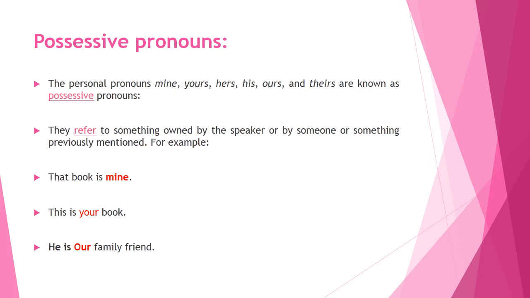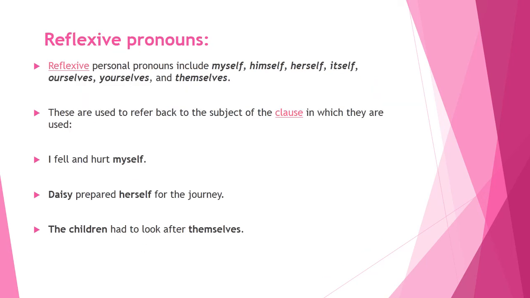Next type of pronoun is called possessive pronouns. The personal pronouns mine, yours, hers, his, and theirs are known as possessive pronouns because these words show possession. They refer to something owned by the speaker or by someone or something previously mentioned. For example, that book is mine. This is your book. He is our family friend. So these words mine, your are categorized as possessive pronouns because they are showing possession or ownership. That's why they are called possessive.